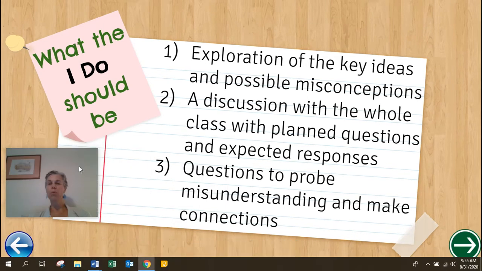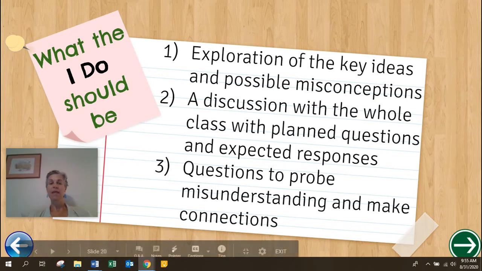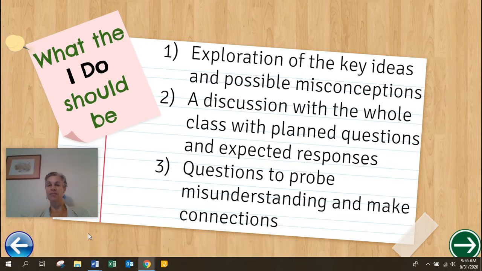So you want to think more that it's a discussion, that you've planned your questions and you're thinking about the expected student responses, that this is a time that you're trying to see what students might be confused about and how can I address that in a proactive way. So you're looking for questions to probe misunderstanding and help students to make connections between what they've learned in the past, what they're learning now, and their own experiences.